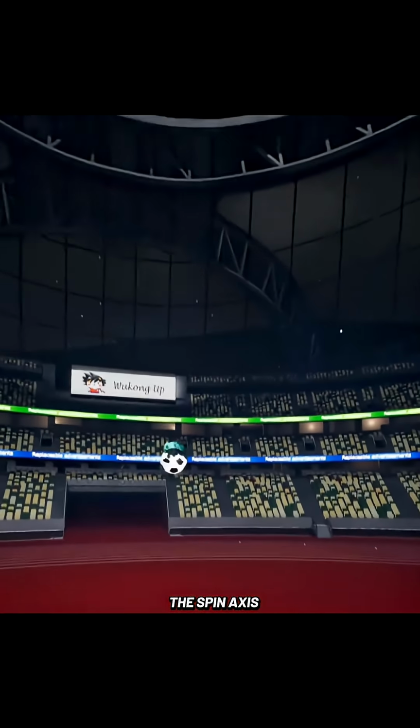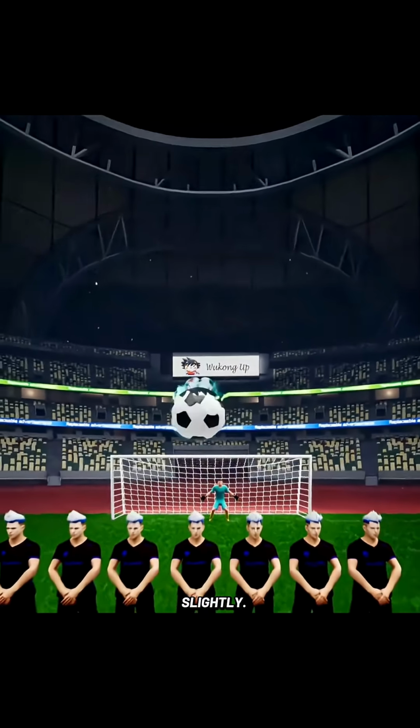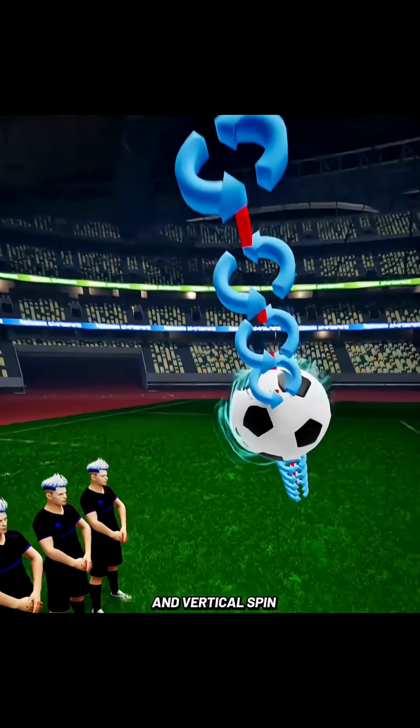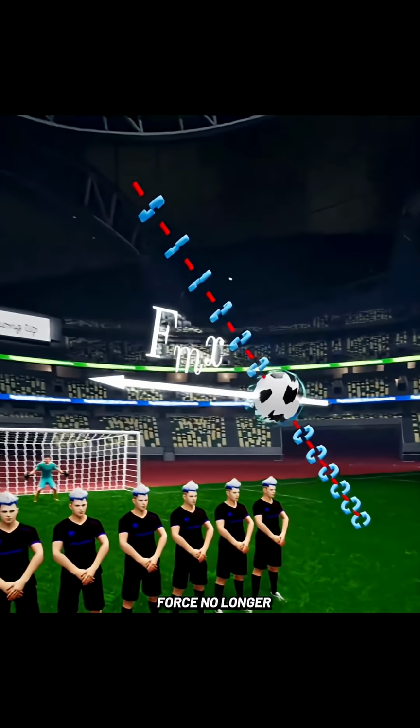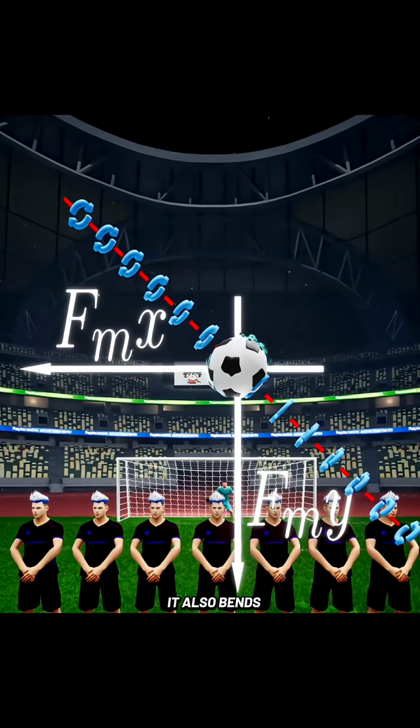Instead of keeping the spin axis perfectly horizontal, you tilt it slightly. This gives the ball both horizontal and vertical spin components. Now, the Magnus force no longer acts only downward. It also bends the ball sideways.